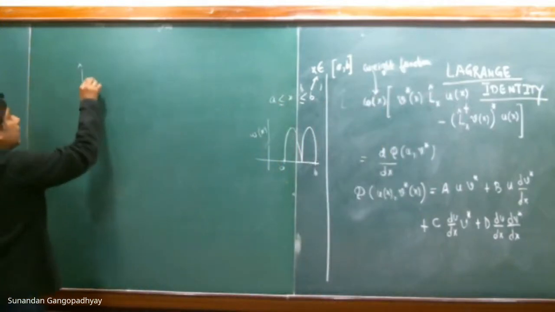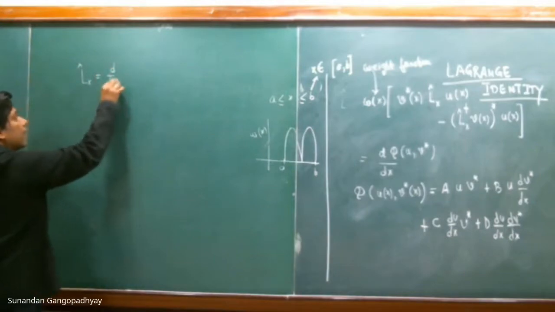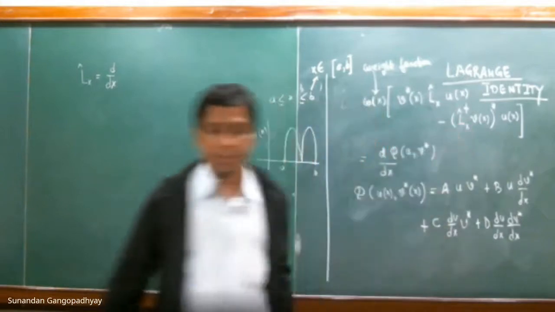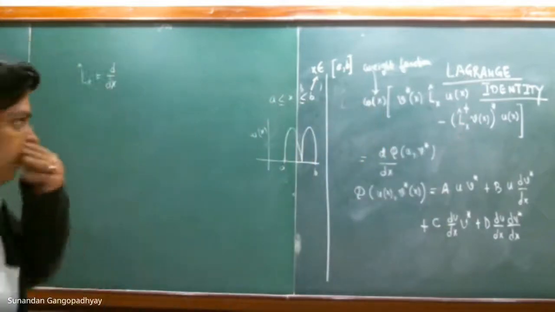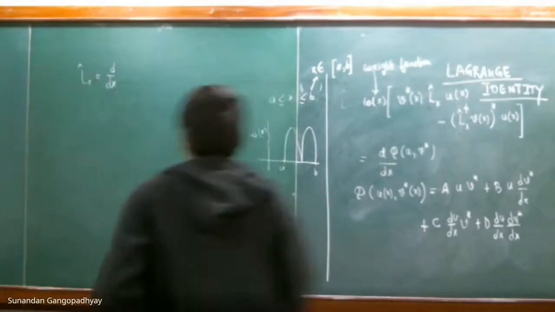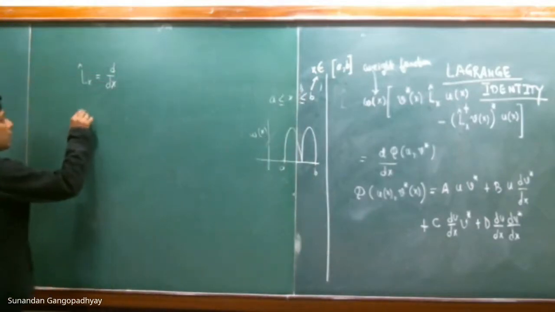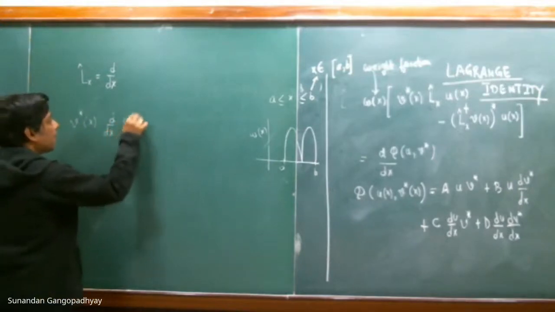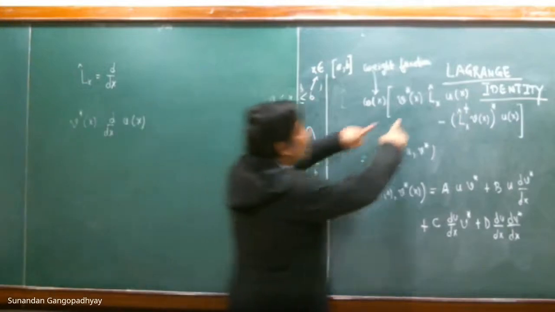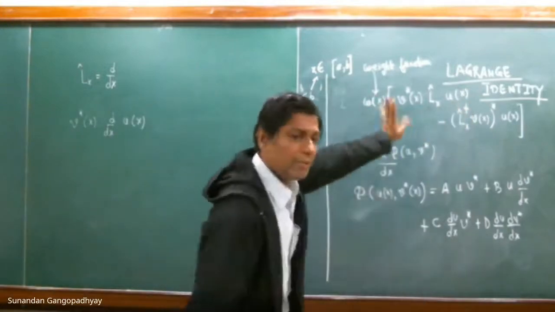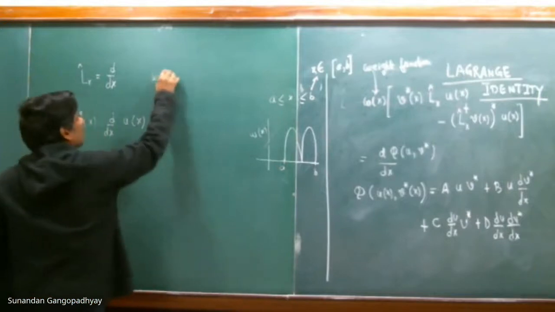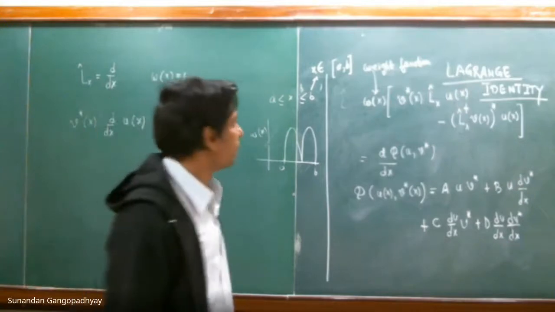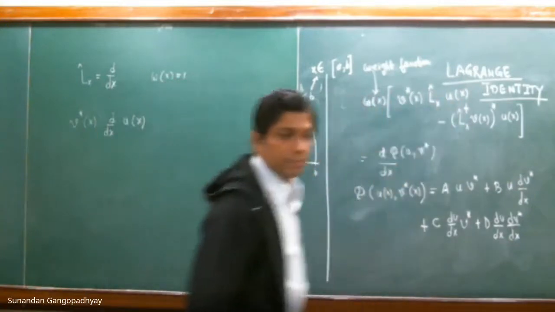Let's consider L(x) to be d/dx. The question is to find the adjoint operator L dagger (x). What we shall do is take v star(x) d/dx u(x), which is nothing but this term. And we shall take the weight function W(x) to be 1, say. So forget about the weight function, it is 1. So let us consider this expression.